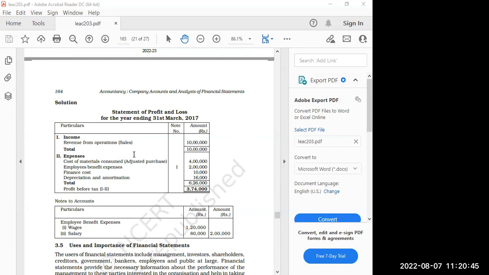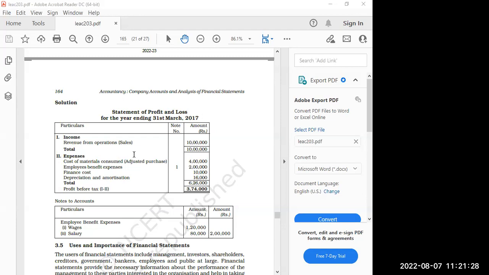Your format had 2 columns. One is for the previous year, another one is for the current year. Now we are having only the current year. Particulars, note number, amount. Since there were 2 years, we write previous year and current year. Since it is only 1 year, we just write amount. So, profit and loss statement for the year ending 31st March 2017. Particulars, note number, amount. You have to refer to the format 2-3 times, then it will be memorized by you.